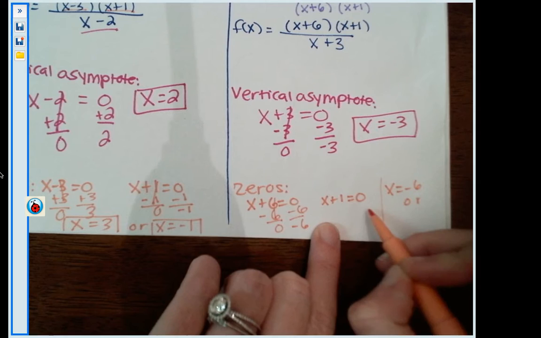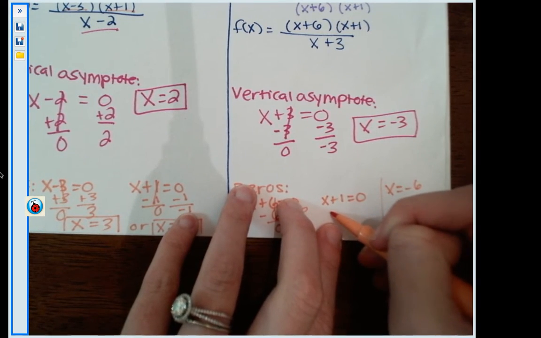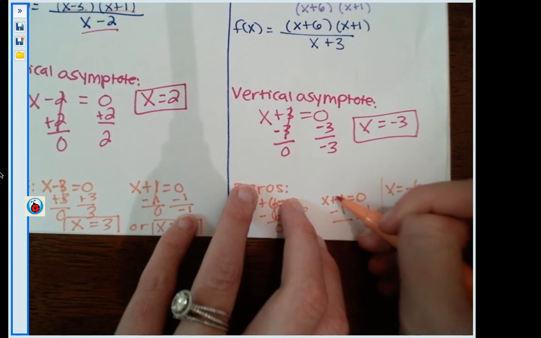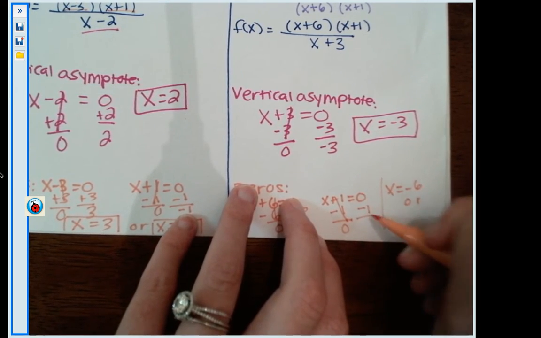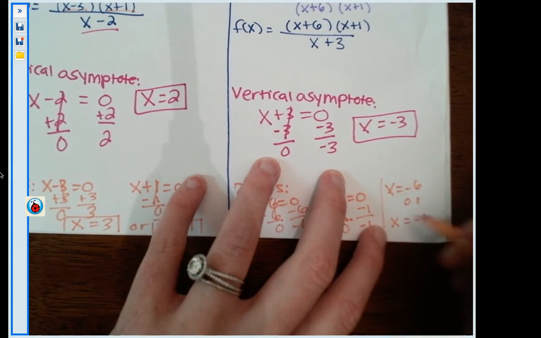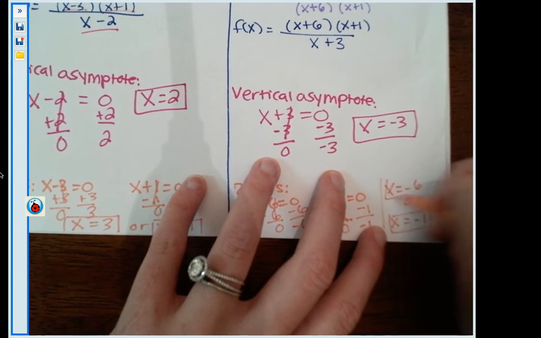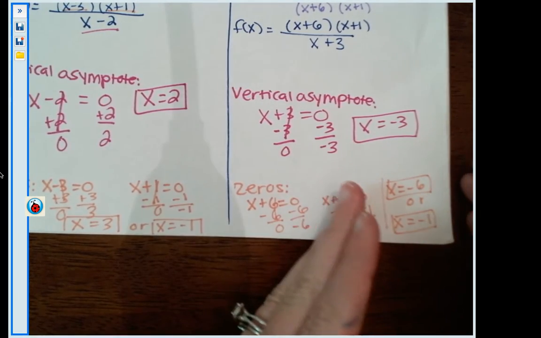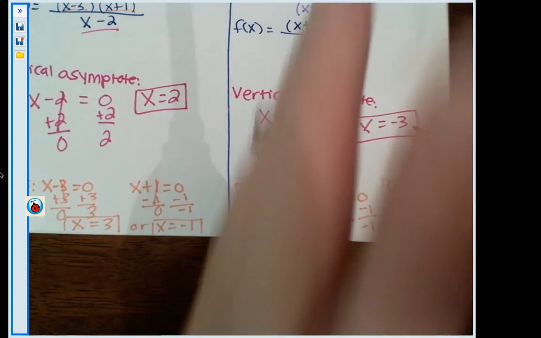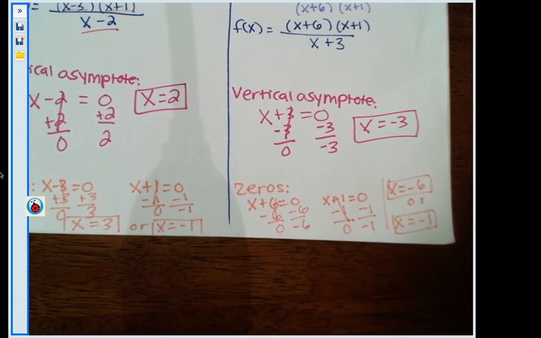So the way we move positive 1 to the other side is by subtracting it. 1 minus 1 cancels and turns to 0. 0 minus 1 is negative 1. So my second one is that x equals negative 1. And guess what, you guys? We have found our zeros. So these are the two spots where the graph will hit the x-axis. And this is the spot where there will be a vertical asymptote that crosses through the x-axis at negative 3.